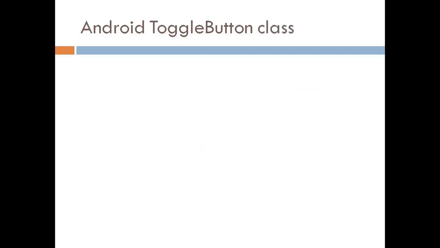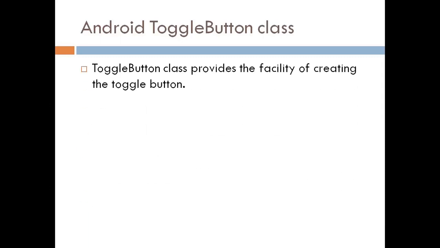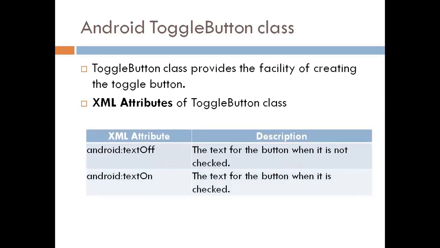Now, various classes of toggle button. So toggle button class provide the facility of creating the toggle button. XML attributes of toggle button. Mainly there are two XML attributes, text off and text on. So text off attribute means the text for the button when it is not checked. In the reverse side, text on means the text for the button when it is in a checked condition.